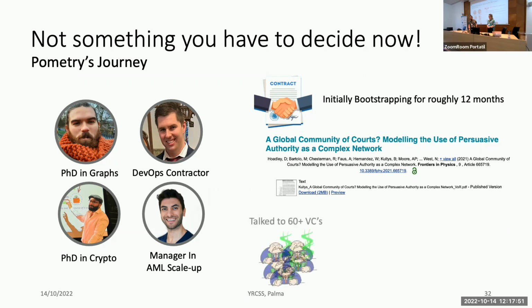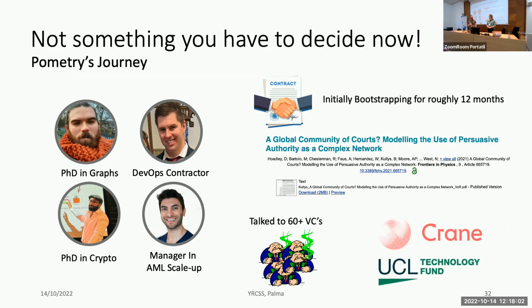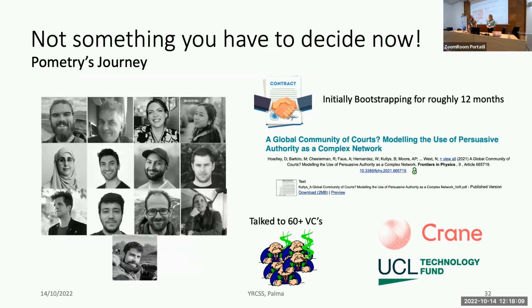Everyone's very happy. During this process, we talked to about 60 VCs, a lot of which just told us to get out of their sight, some of which were very interested, and eventually we found two, Crane and the UCL Tech Fund, who were really interested in what we're doing, and we got some initial seed funding from them. Now our team has grown quite a bit, so there's 15 people or so working full-time on Raphtory as part of Pometry, and then we have this growing community around it. But this has been happening over a period of about 6 years from the start of the project through to where we are now.